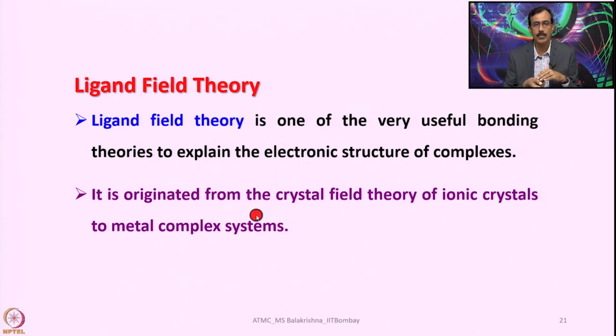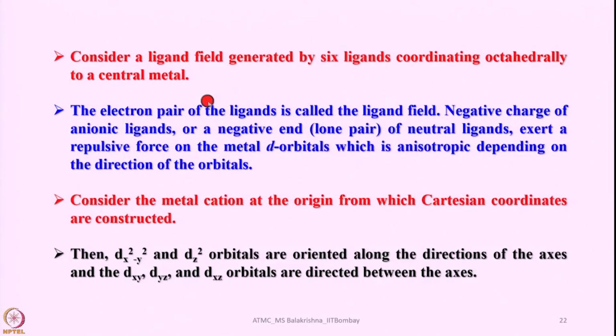It originated from the crystal field theory of ionic crystals, applied to metal complex systems. This theory was originally developed to understand solid state chemistry. So, consider a ligand field generated by 6 ligands coordinating octahedrally to a central metal atom.